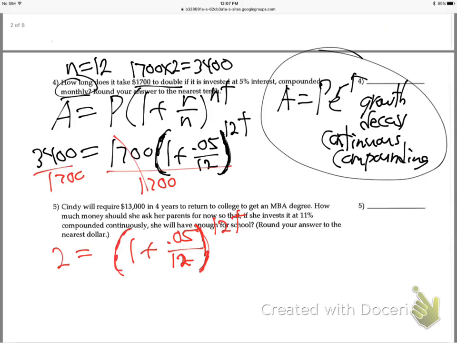We good there? Now what are we going to do? Where's T? T has climbed into power, right? T's climbed into power, so ln on both sides. The 12t drops out of power, right? Whenever the letter's in power.